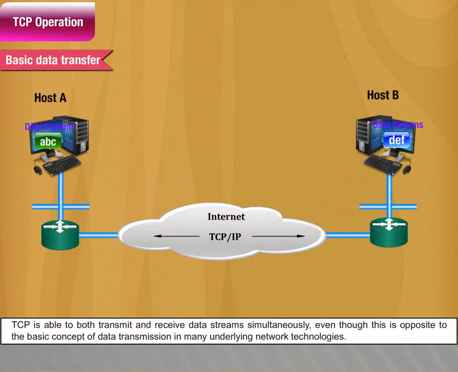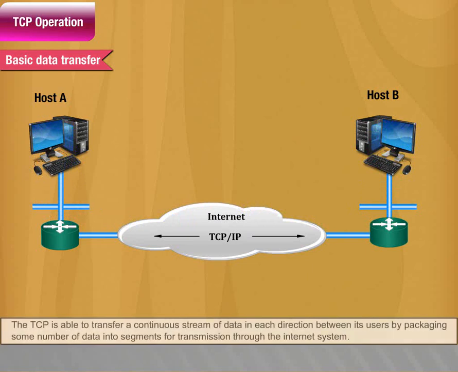TCP is able to both transmit and receive data streams simultaneously, even though this is opposite to the basic concept of data transmission in many underlying network technologies. TCP is able to transfer a continuous stream of data in each direction between its users by packaging some number of data into segments for transmission through the Internet system.